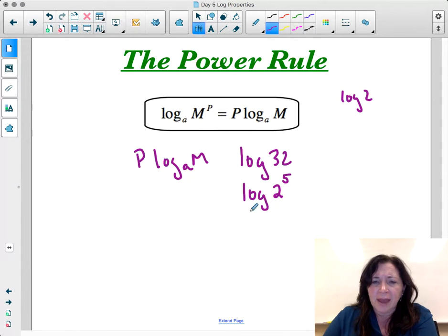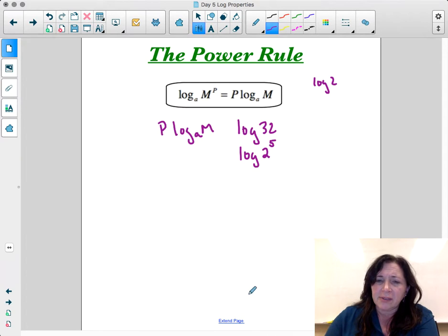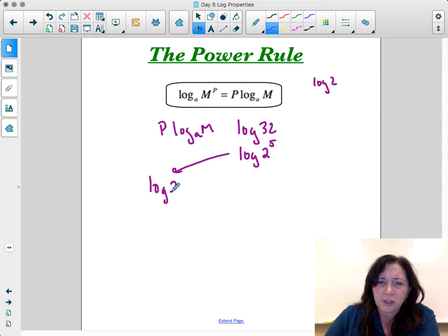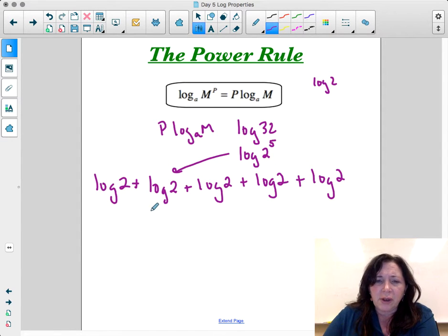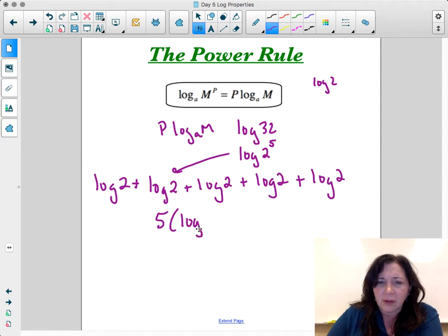Well, in rewriting that, I would then say, well, if multiplication is addition, right? Isn't this the same thing? I'm going to put it over here as log base 10 of 2 plus log base 10 of 2 plus log base 10 of 2 plus log base 10 of 2. That's 4 of them. I need more space. Plus log base 10 of 2. Why couldn't I just take one of those and say, well, that's 5 times log base 10 of 2?